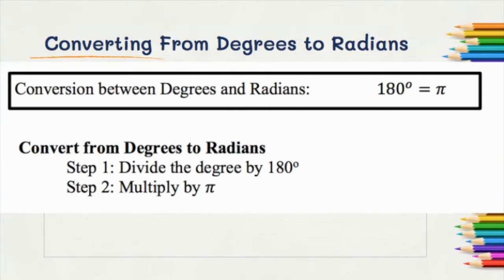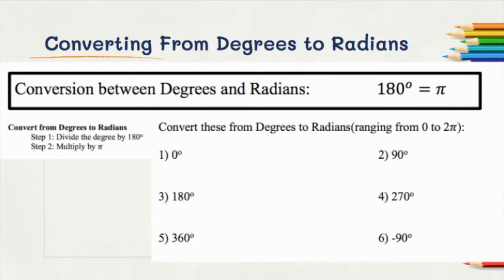So we've been working with degrees a lot. Radians, just so you know, we use pi for radians and we use a degree symbol for degrees, which you already know. And 180 degrees is equal to pi. So when we convert from degrees to radians, we divide the degrees by 180 and then we multiply by pi. Okay, so let's try some examples.